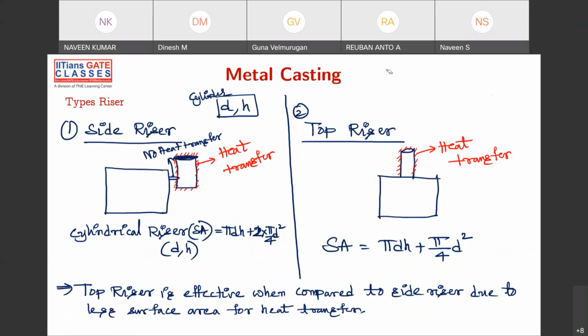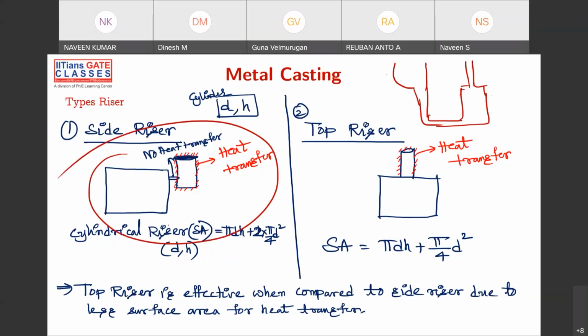Okay. So when we are drawing all these things, I have drawn your riser as a top riser, right? But it's not like that. We can even draw the riser like this, as a side riser. So we can put side or we can put top as well. Okay, that is very important.